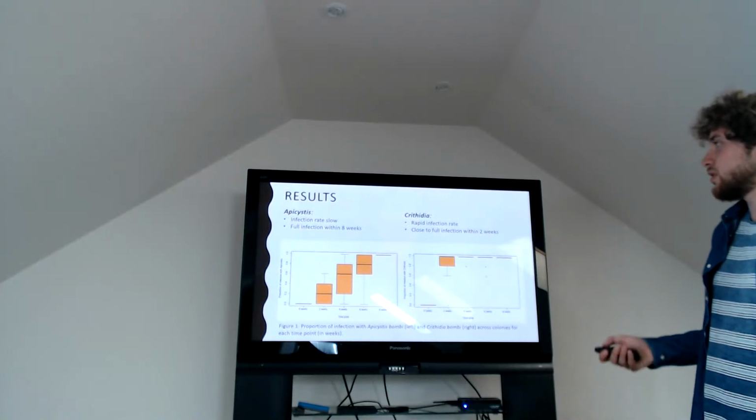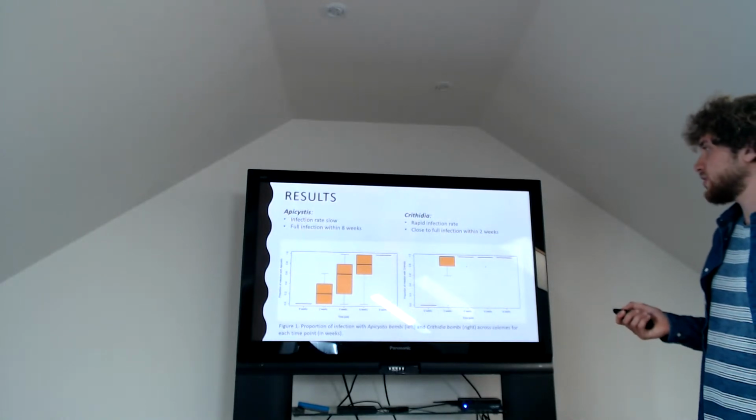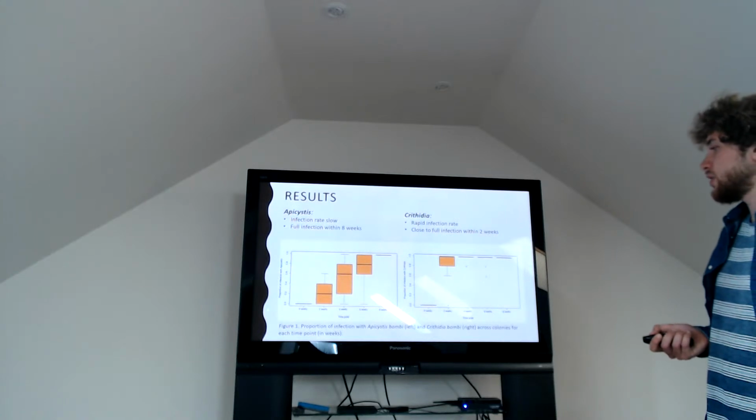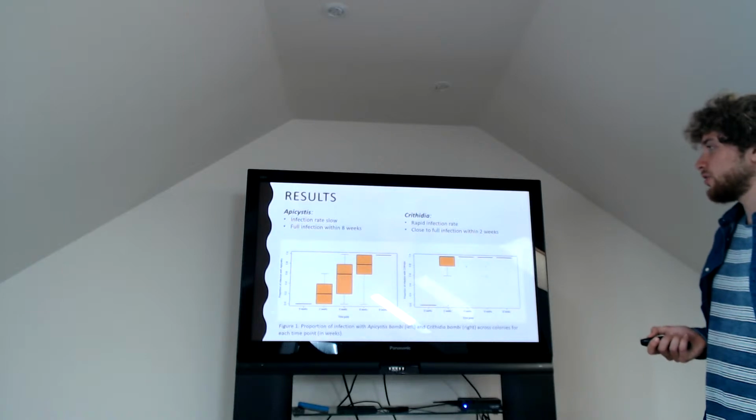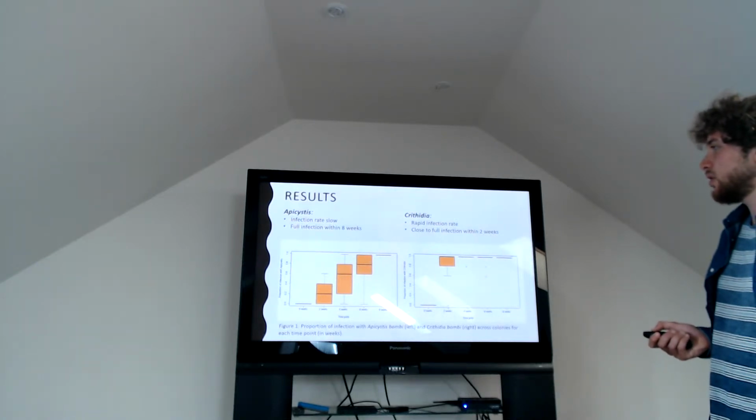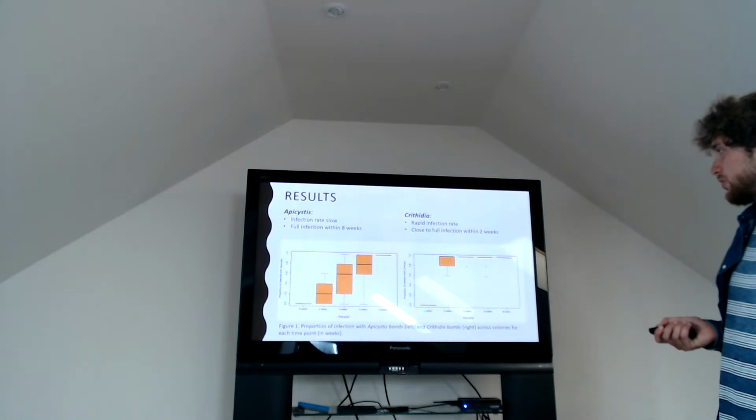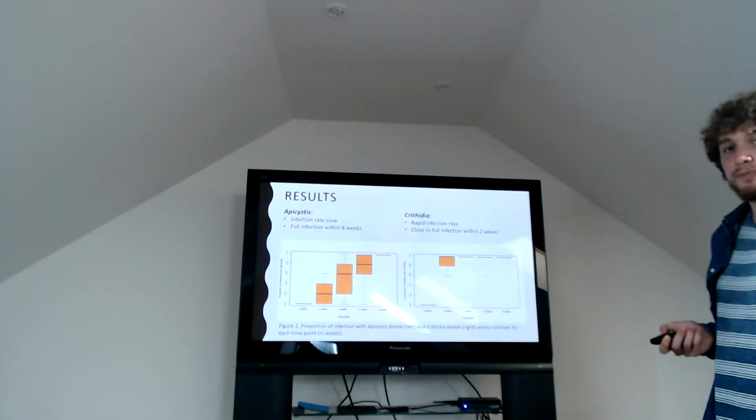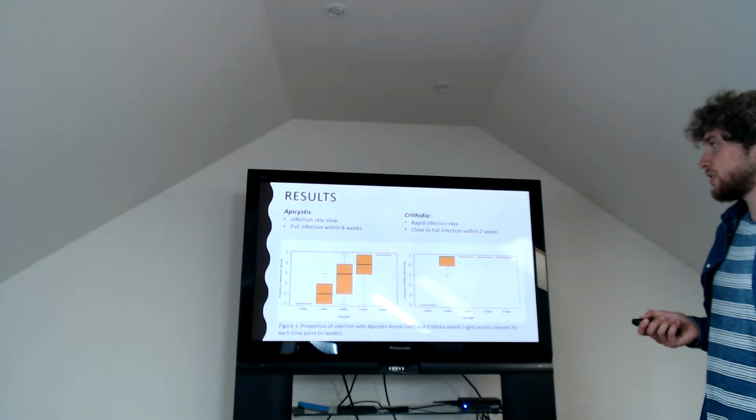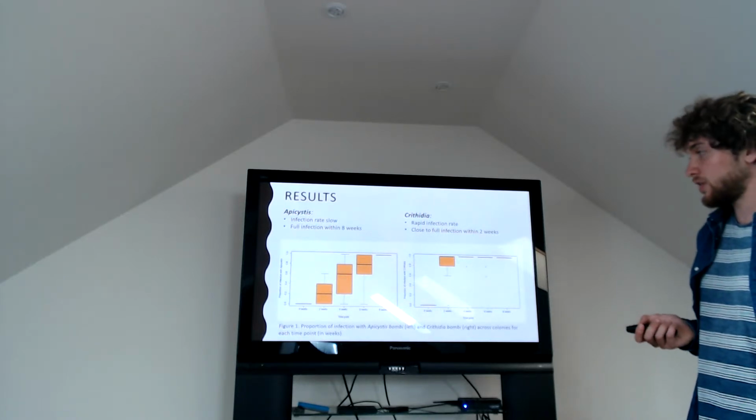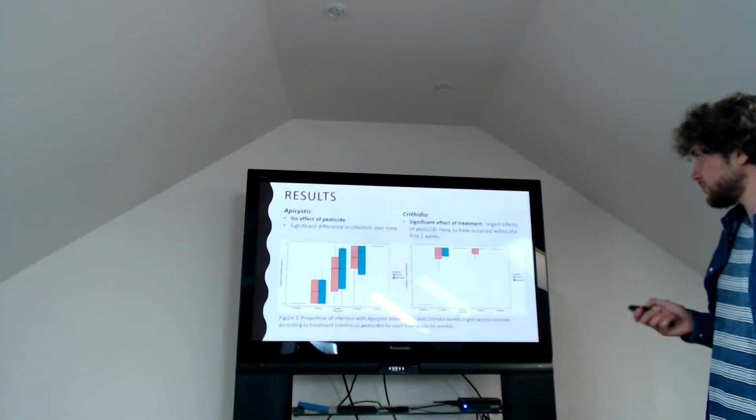So what we have is two different diseases here, Apicystis and Crithidia. And as you can maybe tell from the graphs, to reach full infection, so at the top here, 100%, it took a very long time. It took the full 8 weeks of summer for Apicystis to infect a whole colony. Whereas with Crithidia, within 2 weeks, almost all of them had it, and within 4 weeks, everyone pretty much had it. So it just shows the difference in how different parasites can spread at different rates.